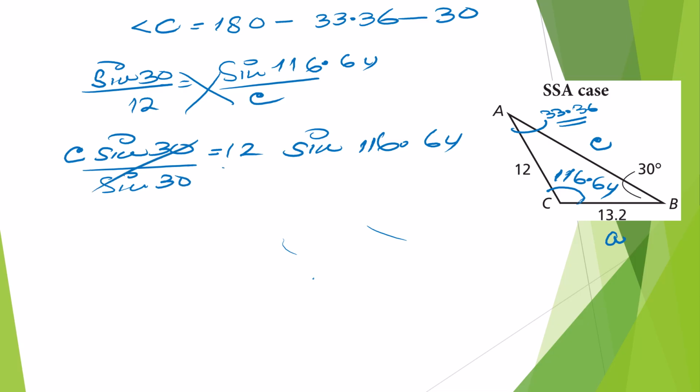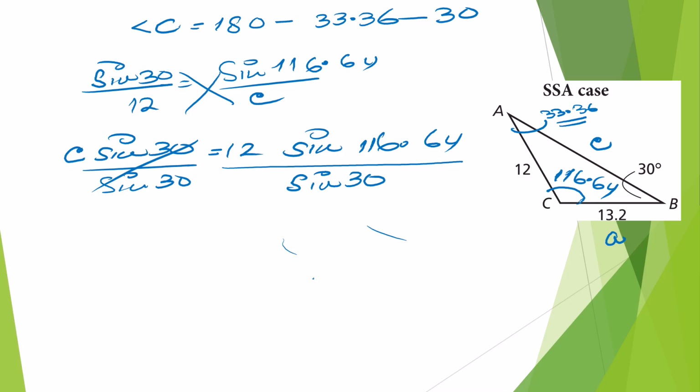Remember, not 30 alone, not sine alone. Sine 30 is one value. Some students just write the sine or don't write the 30 and forget the sine. So please do not forget to write the angle and the sine together. So write in the calculator 12 multiplied by sine 116.64 and divided by sine 30.